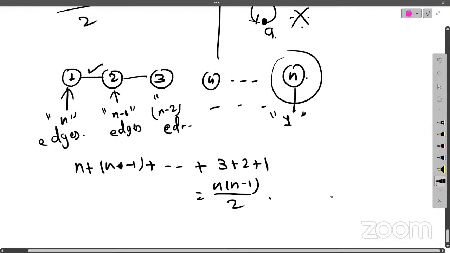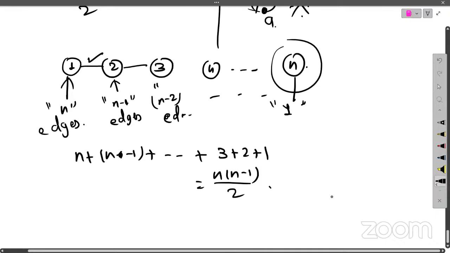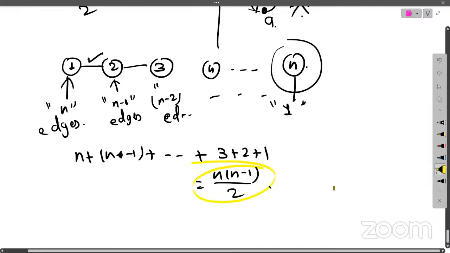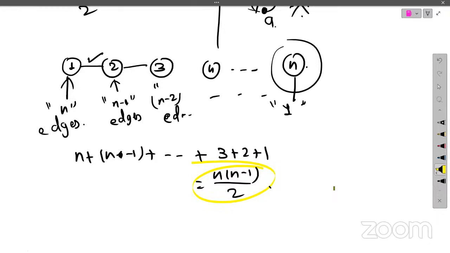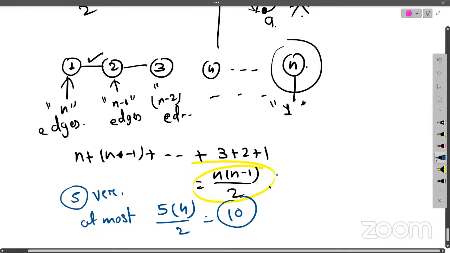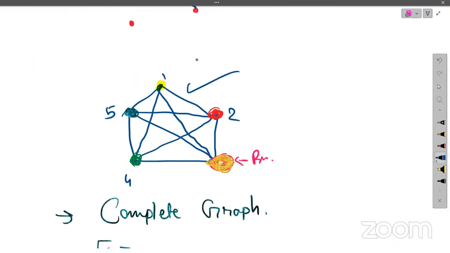Yes, ma'am. Yeah. So that means in an undirected graph, at most, we can have this many number of edges. We cannot cross this number. I mean, we cannot have a graph which will have more than this number of edges. So for example, if you have 5 vertices, with 5 vertices we can have at most 5 into 5 minus 1, that will be 4, by 2, which is 10 edges. And which is this particular graph, pentagon. So here, if you calculate, there will be 10 edges.